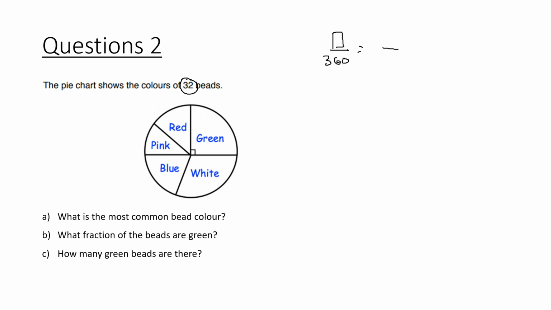Okay, so for part A, what is the most common bead colour? It's white. You can see that the white is the bigger section. Part B, what fraction of the beads are green? So we can remember that symbol there, meaning it's 90 degrees. So we would have done 90 divided by 360 on your calculator, which simplifies down to a quarter.